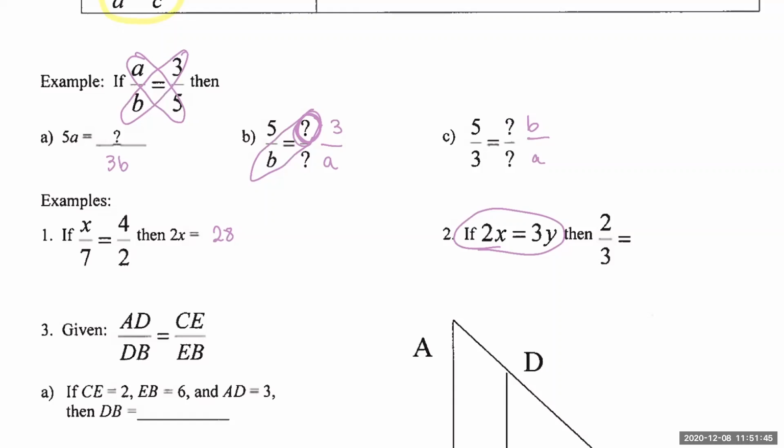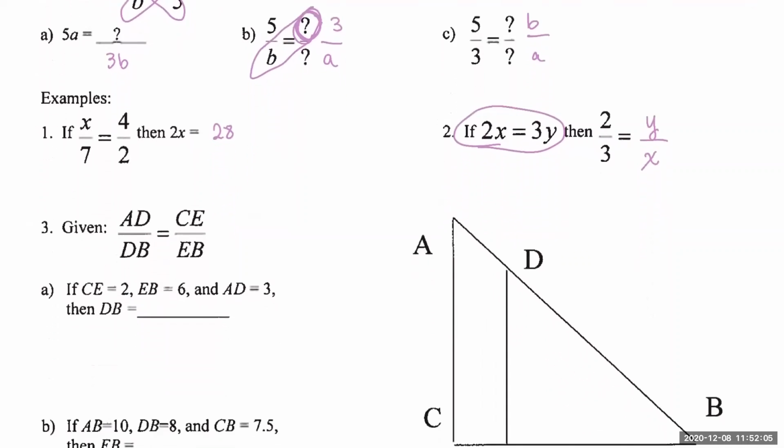Okay, so if I were to cross multiply, the 3 needs to go with the y. So the y needs to go here, right? Y times 3 is 3y. And then x would have to go with the 2. So 2 y over x is the correct answer. Okay, good.